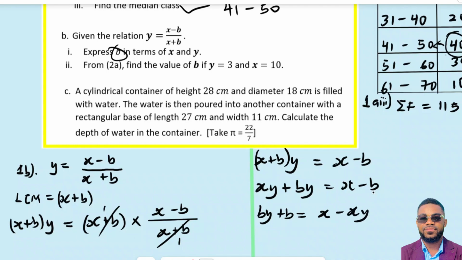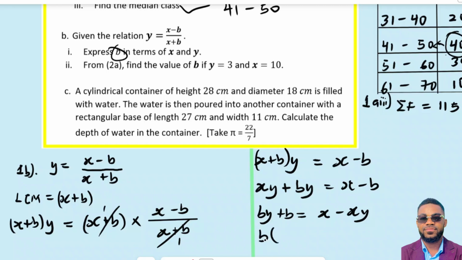I hope you're not confused because I've taken this negative sign to this side, and that's going to be positive b. So now we have by plus b equal to x minus xy. Remember, we want to make b the subject, but the b's are still two. So what do we do to make it one? We have to factorize, and then you see we have by here, and we have b. That means we can factorize b out.